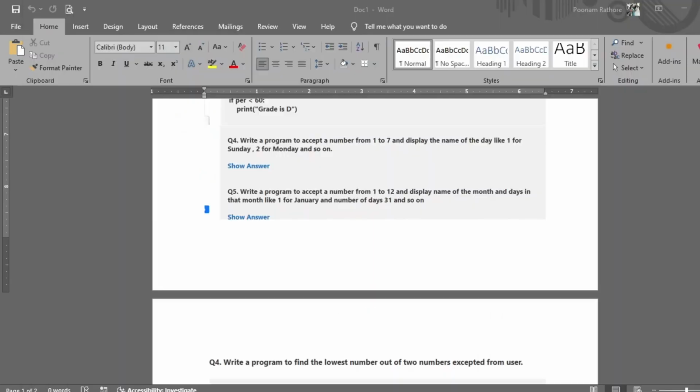Now the next question is, write a program to accept a number from 1 to 12 and display the name of the month and the day. So this question you can do on your own as a part of exercise.